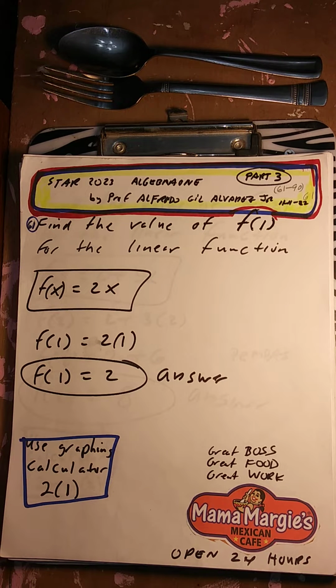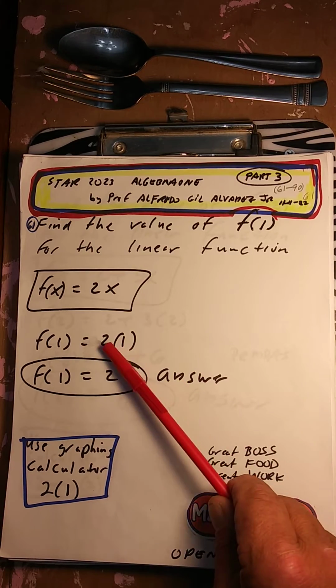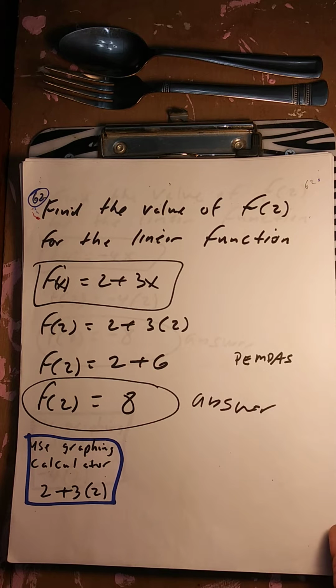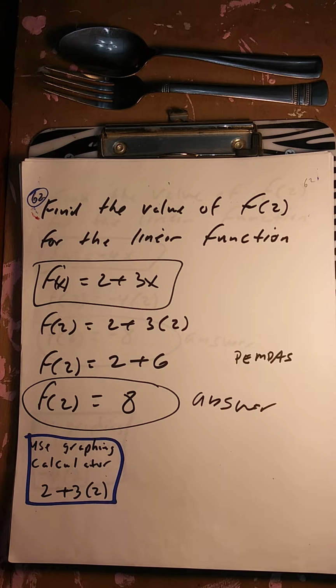Anyway, we got the first one. Find the value of f of 1 for the linear function. F of x equals 2x. F of 1 is what? 2 times 1 is 2. We're done.